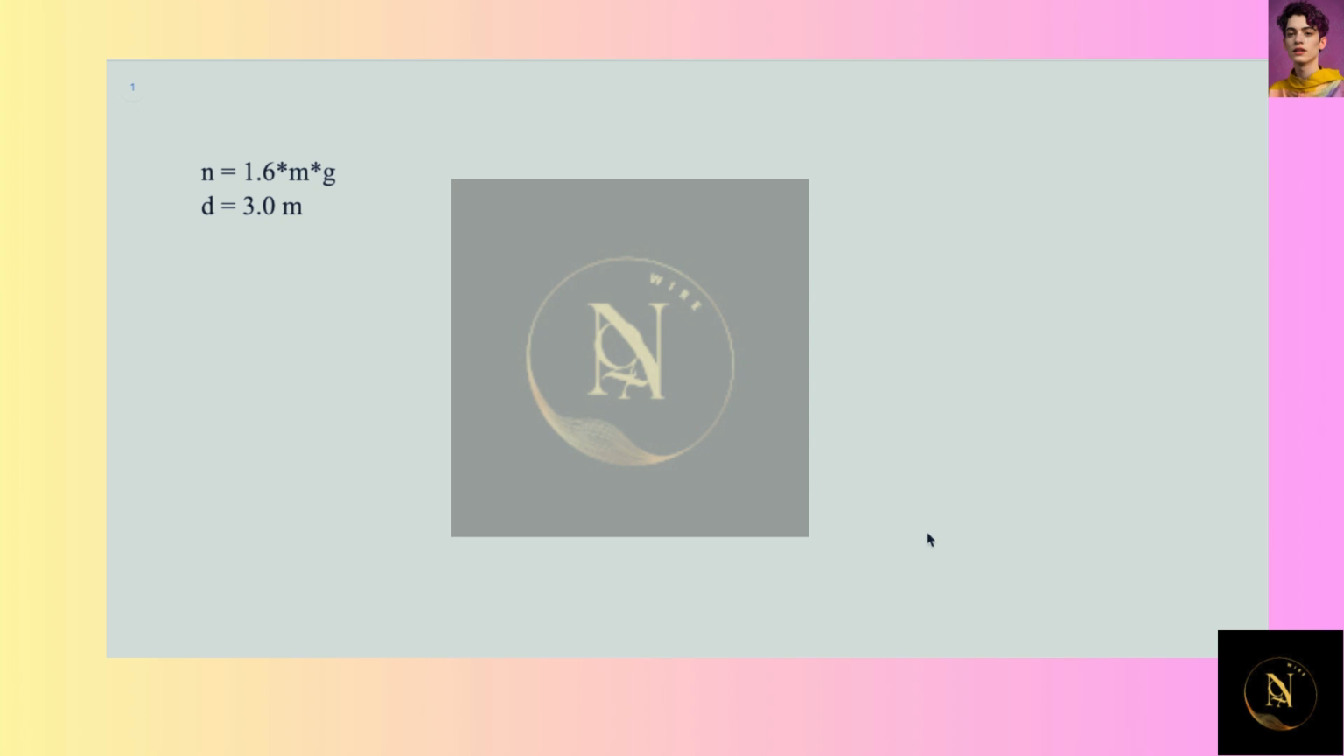Okay, this is question 5.80, elevator design. We're designing an elevator for a hospital, and we're told that the force exerted on a passenger by the floor of the elevator is not to exceed 1.6 times the passenger's weight.